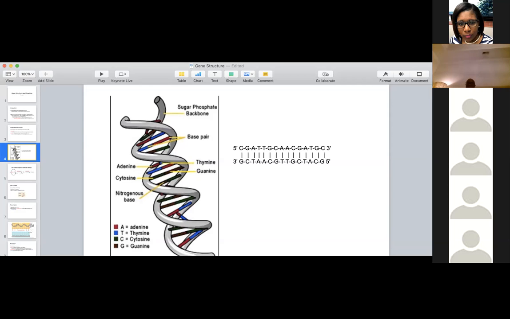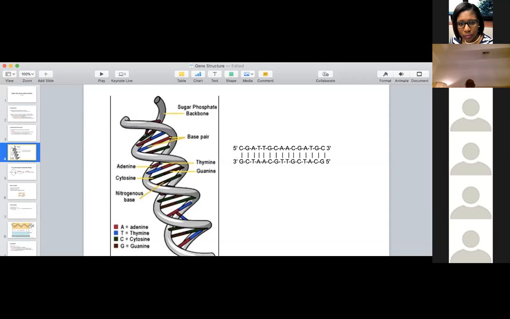We have two strands of nucleotides that wind around each other in this helical formation, kind of a spiral format. This is a double helix. These double helices assemble as we attach adjoining nucleotides together. These nucleotides are held together by two different types of bonds.